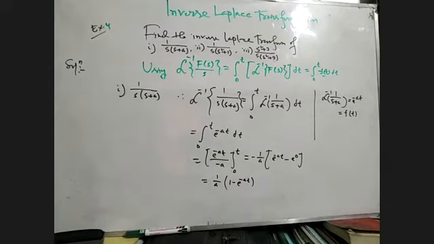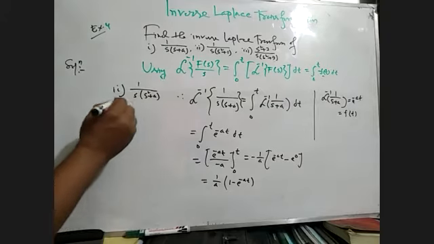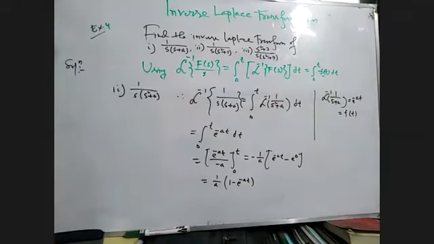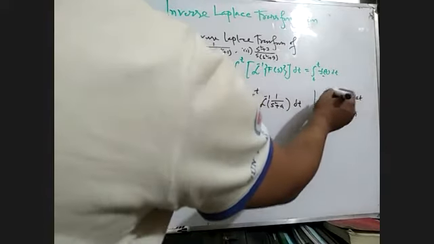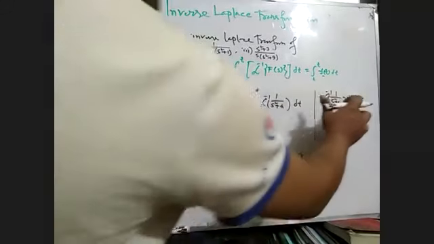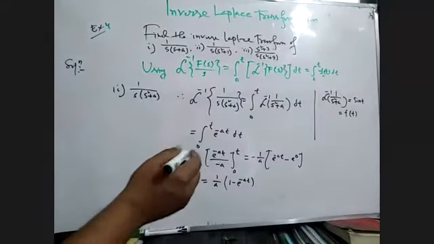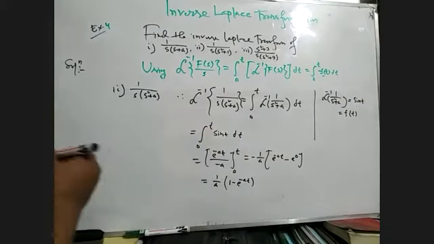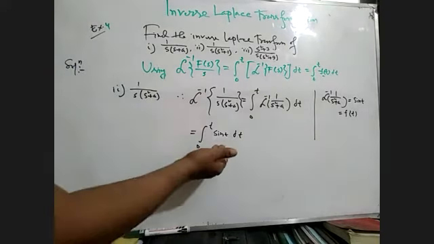Now the next one is just a little bit different. The second one is 1 divided by s into s square plus 1. This will be s square plus 1, and the original function will be the inverse Laplace transformation of 1 by s square plus 1. This formula you must know: it equals sine t, from the formula chart of inverse Laplace transformation.